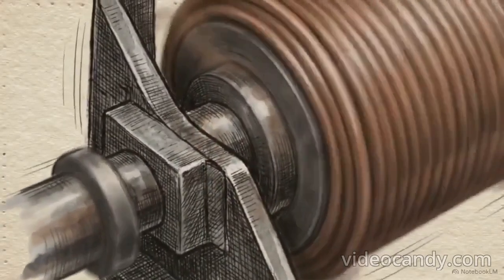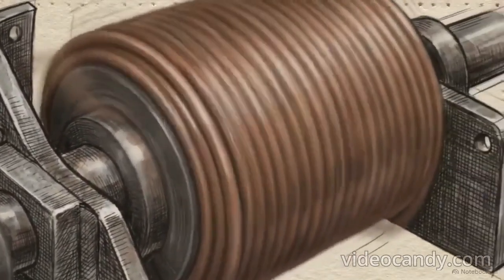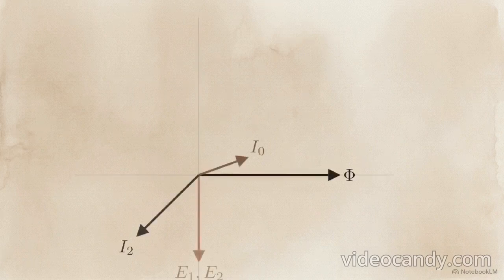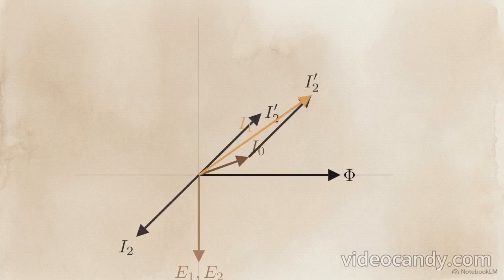When the secondary draws current, it produces a demagnetizing flux. According to Lenz's law, the primary side must immediately draw a corresponding load current to neutralize this effect and maintain core magnetization. This reaction is mapped as the primary load component, I2', drawn 180 degrees opposite to secondary current. The phasor sum of no load current and this component gives total primary current I1.